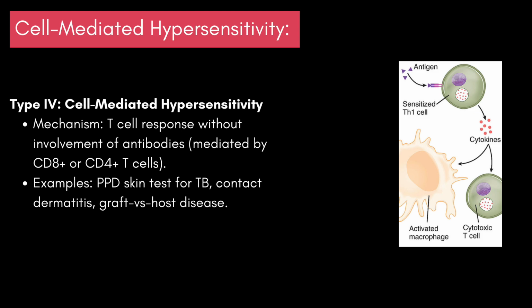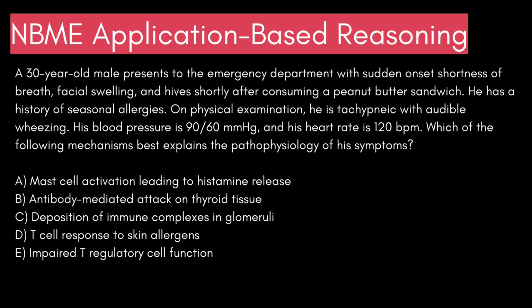All right, now that we have covered all of the content for today, let's look at some NBME-style multiple-choice questions to test your knowledge. A 30-year-old male presents to the emergency department with sudden onset shortness of breath, facial swelling, and hives shortly after consuming a peanut butter sandwich. He has a history of seasonal allergies. On physical examination, he is tachypneic with audible wheezing. His blood pressure is 90/60 mmHg and his heart rate is 120 BPM. Which of the following mechanisms best explains the pathophysiology of his symptoms?